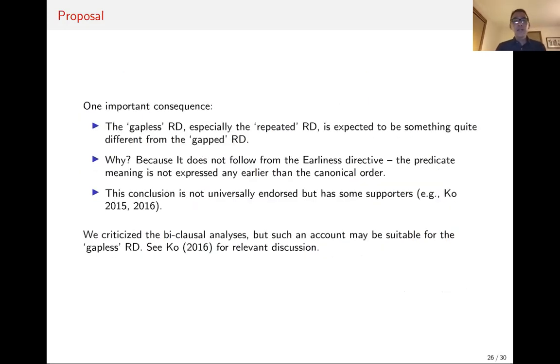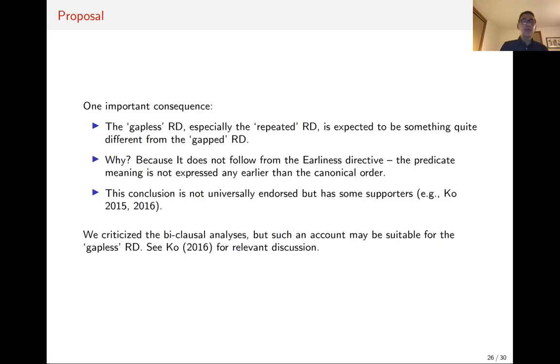So one important consequence is that gapless right dislocation, especially the repeated one, is expected to be something quite different from the gapped RD. Why? Because it does not follow from the earliness directive. The predicate meaning is not expressed any earlier than the canonical order. So it's got to be something rather different. This conclusion may not be universally endorsed, but has some supporters, again, Hijoon Ko's paper.